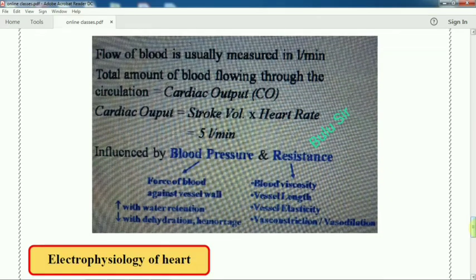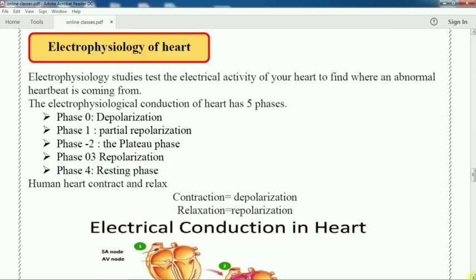Now coming to the electrophysiology of the heart. Electrophysiology studies test the electrical activity of your heart to find out where an abnormal heartbeat is coming from. So mainly with electrophysiology or the electrocardiogram, we can detect diseases like arrhythmia or angina pectoris.